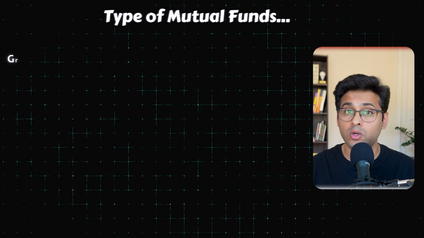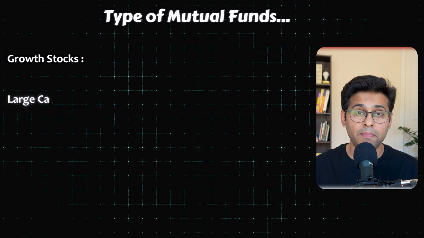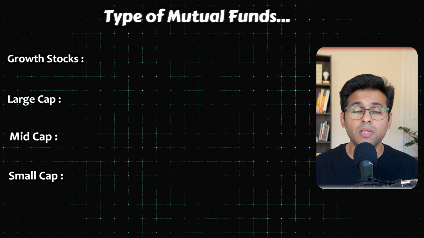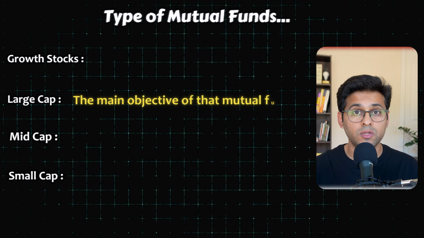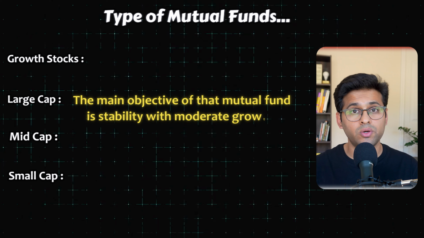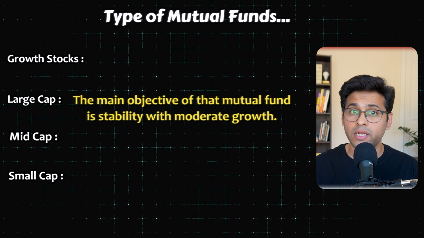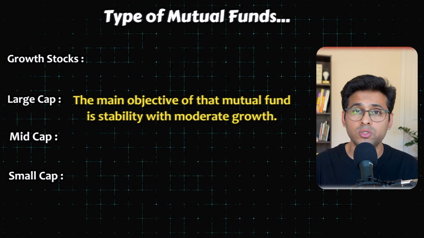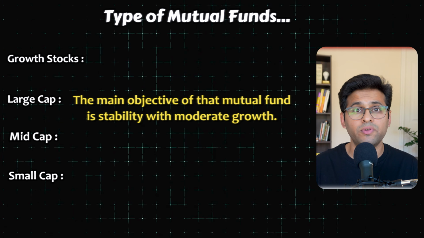That's all it does. And now there are various types of mutual funds like growth stock mutual funds, large cap, mid cap, small cap. For example, for large cap, the main objective of that mutual fund is stability with moderate growth. In growth stock mutual funds, the earnings are usually invested back in the fund rather than distributed as a dividend. So in mutual funds, a fund manager will select which companies to pick, which companies to eliminate. He will try to maximize the gains of his mutual fund against the index. So it requires more effort compared to the ETF or index fund.